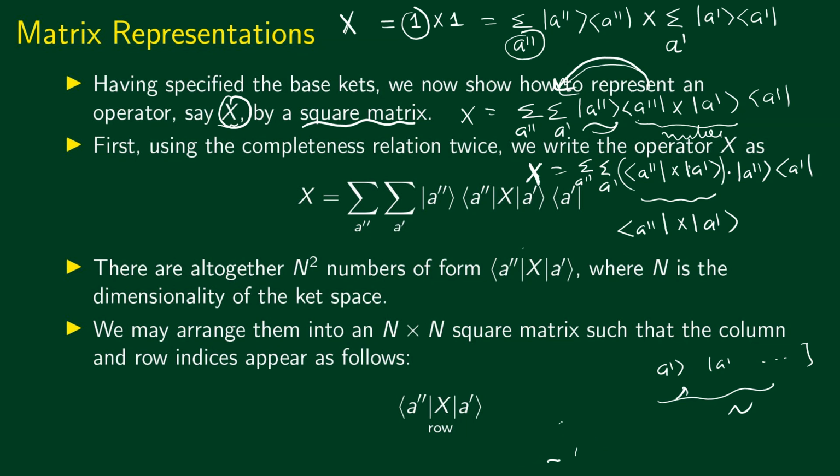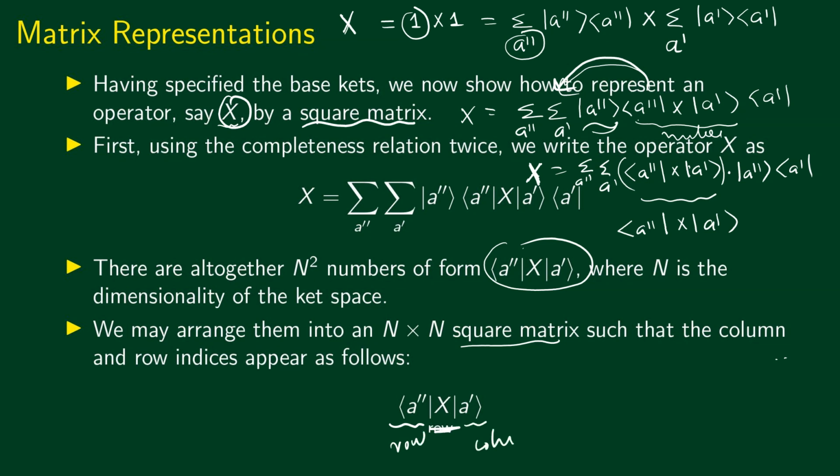Now we may arrange these n square numbers as an n by n square matrix, such that the column and row indices appear as follows. Sorry, this is the row index. You can call this the row index and this the column index. You see that there are n square matrix elements like this. If this is the row index, for example, the matrix would look something like this.